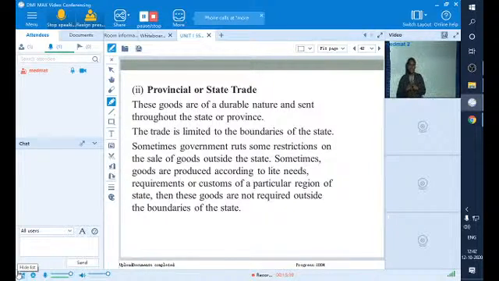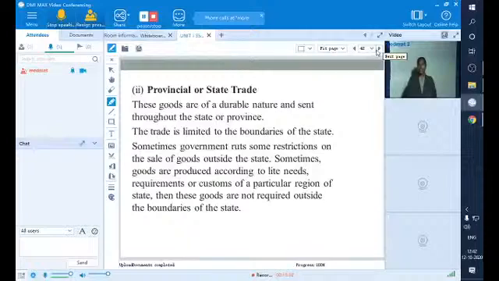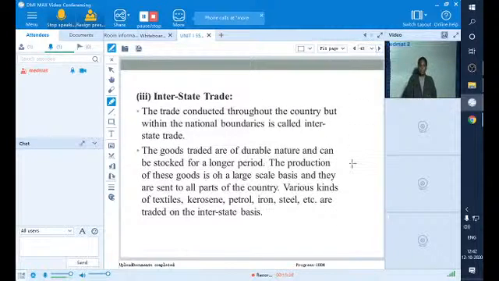Once again, these goods are of a durable nature and are sent throughout the state or province. The trade is limited to the boundaries of the state. Sometimes the government puts restrictions on the sales of goods outside the state. Sometimes goods are produced according to the needs, requirements or customs of a particular region of the state, and then these goods are not required outside the boundary of the state. So this is provincial trade or state trade.